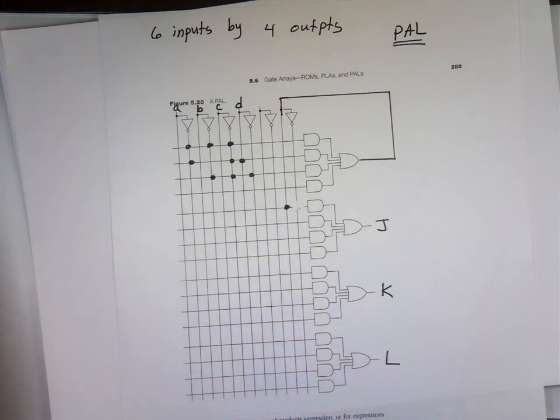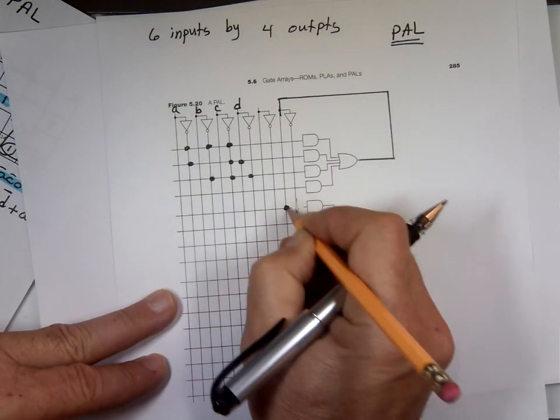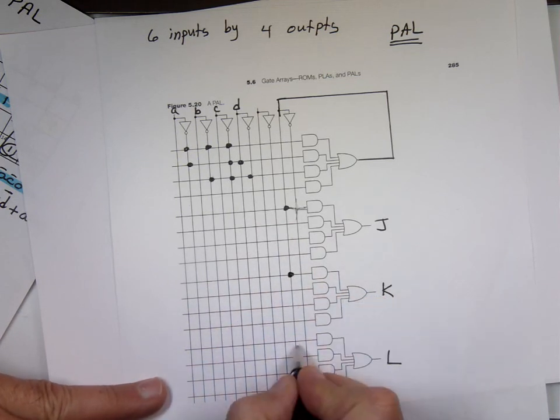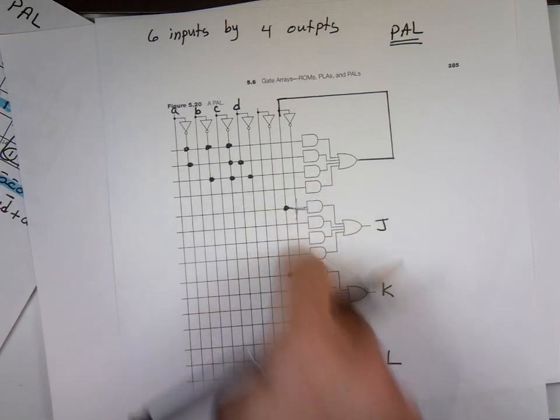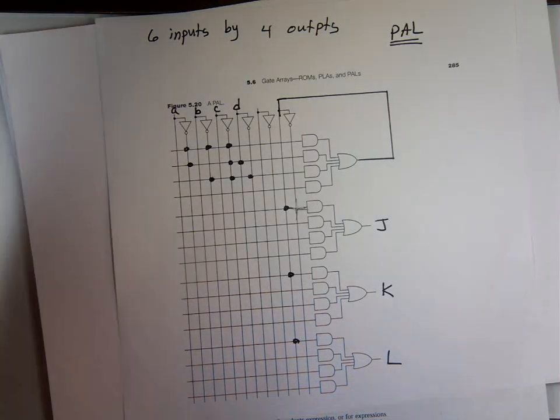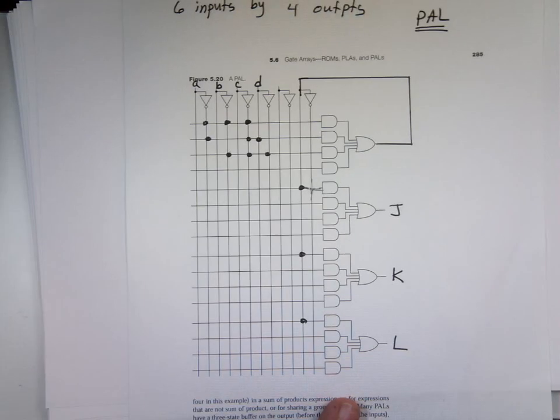K is going to grab that one too. And L is going to grab that. So I already put 3 going to each one by doing that. So what do we do now? Well, I still have 2 more gates for J.